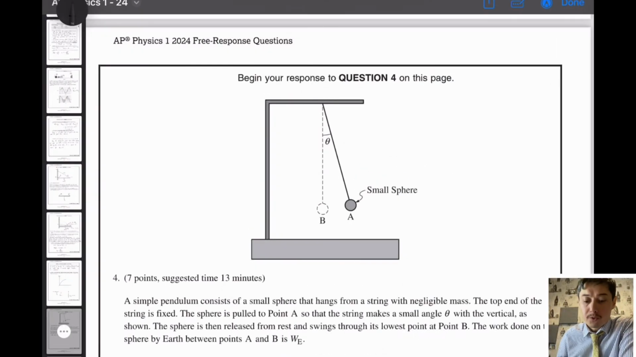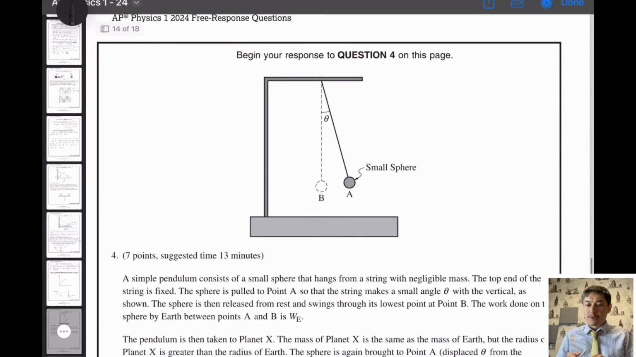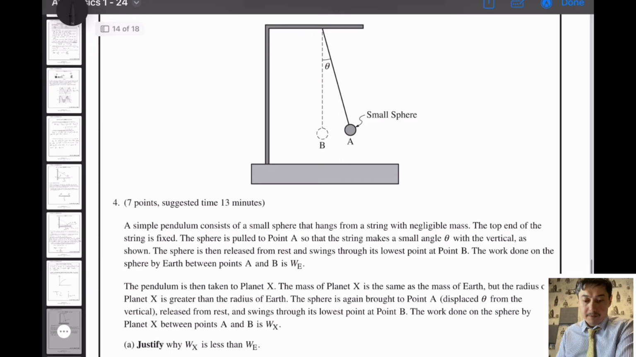Alright, this is response question number 4. Here's the problem statement. From the figure we can see it is about simple pendulum. A simple pendulum consists of a small sphere that hangs from a string with negligible mass. The top end of the string is fixed. The sphere is pulled to point A so that the string makes a small angle theta with the vertical as shown. The sphere is then released from rest and swings through its lowest point B.